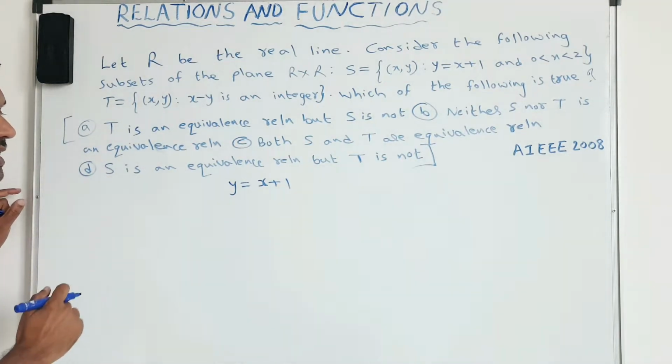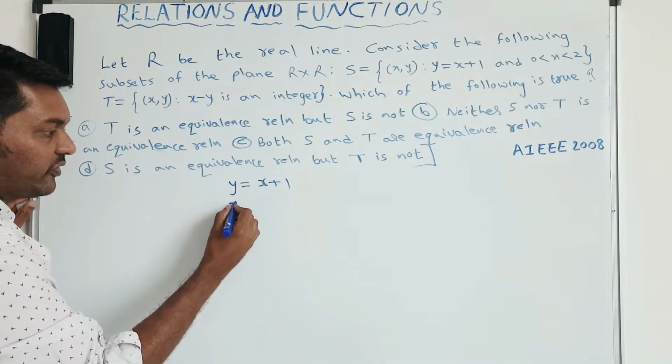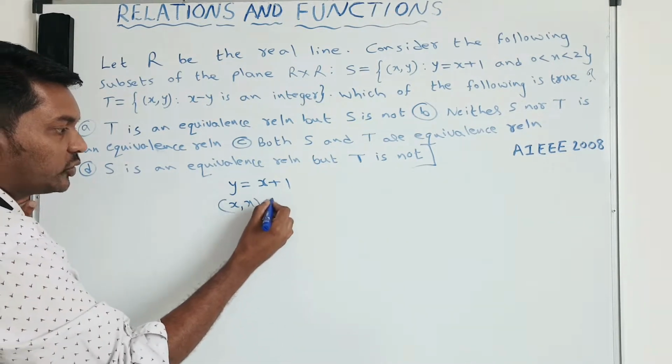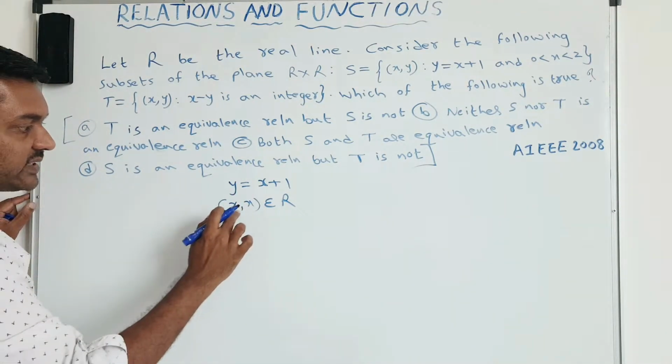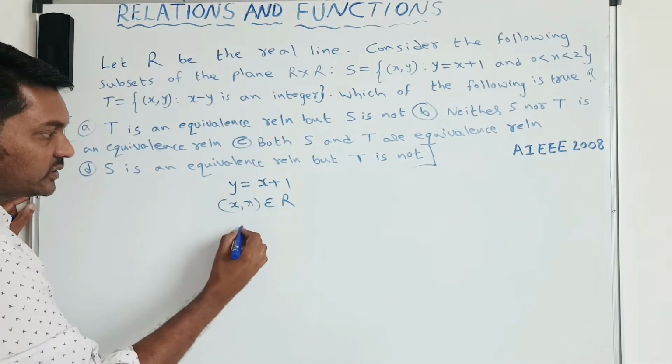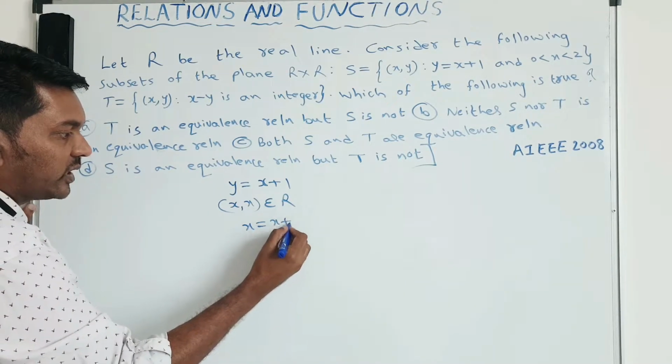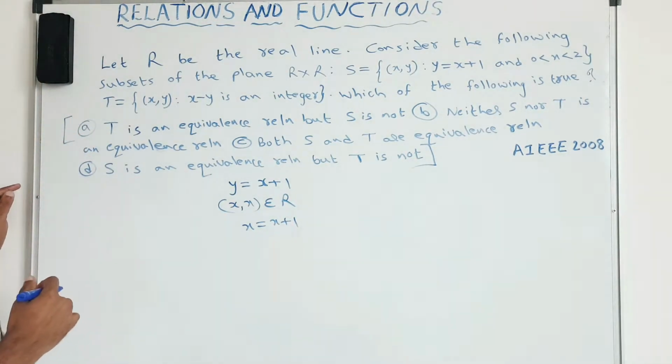First I am checking whether it is reflexive or not. To be reflexive, (x, x) should belong to the relation set. I am checking x and y, both I am putting as x. So x equal to x plus 1, which is not true.